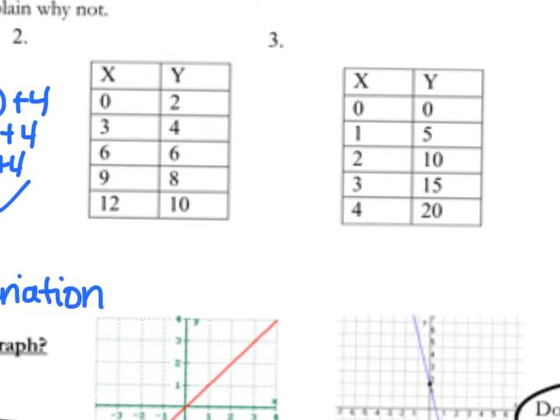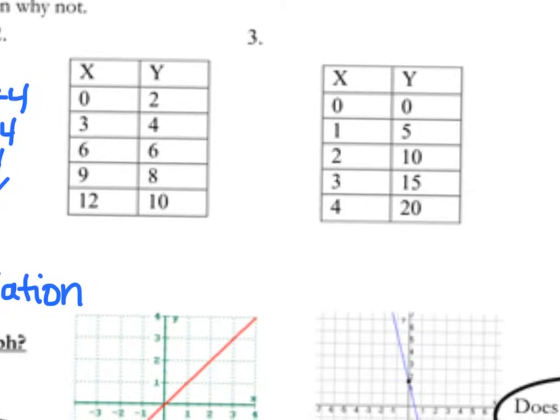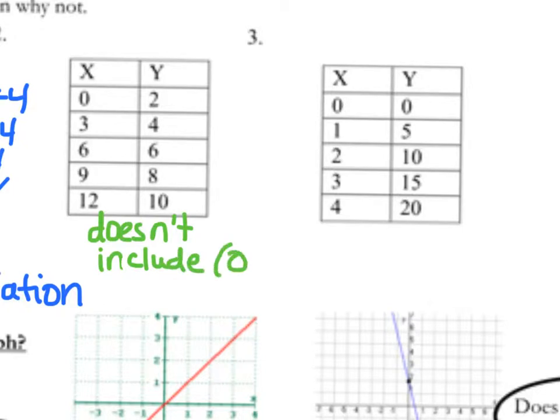All right, guys, next one. Right away, I'm looking for the point 0, 0, and I don't see it. So this doesn't include 0, 0. Okay. Doesn't include 0, 0, so it's not direct variation. Or it does not vary directly.